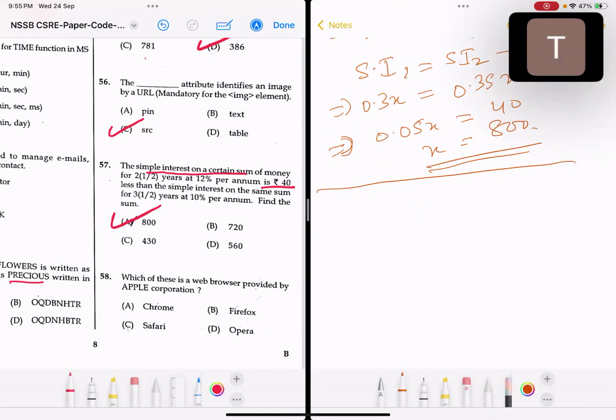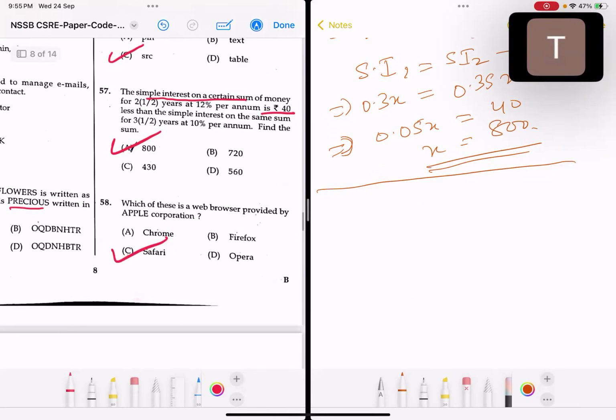Question number 58. Which of these is a web browser provided by Apple? So if you use any Apple product, the web browser provided is Safari.